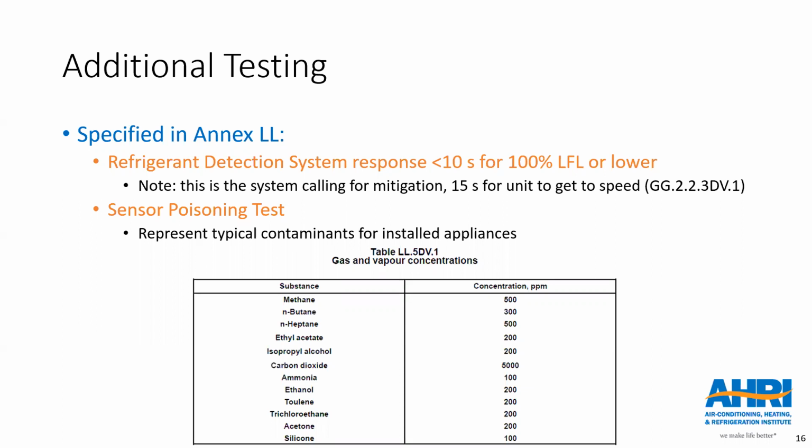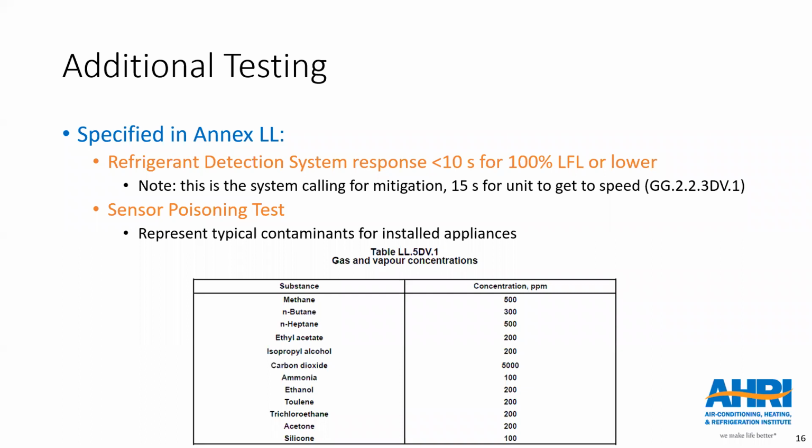So this is a different value, a different response time than when we talk about the response for the mitigation in Annex GG, which is 15 seconds for that control system to respond and get the blower up to at least the minimum volumetric flow rate as called out in Annex GG.